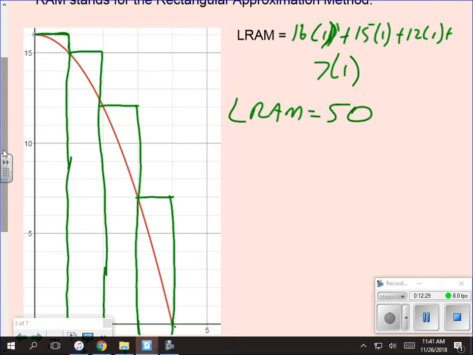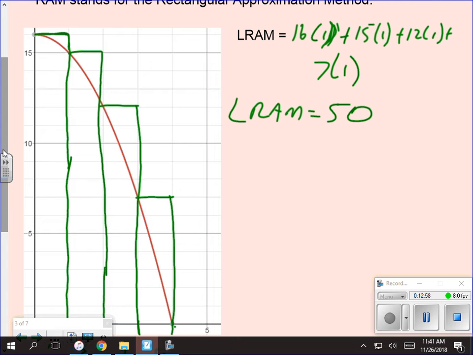No. Sometimes they will be under. It depends upon whether your original function is increasing or decreasing. If your original function is decreasing, a left-hand, an LRAM, will be an over approximation. If your original function is increasing, it will be an under approximation. It all depends upon what the original function is doing. Sometimes it'll be over, sometimes it'll be under.